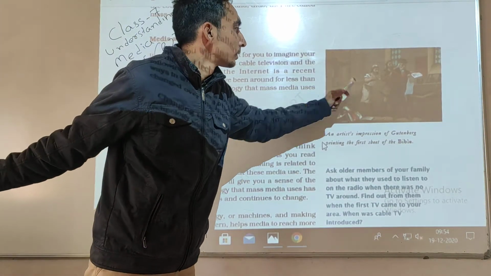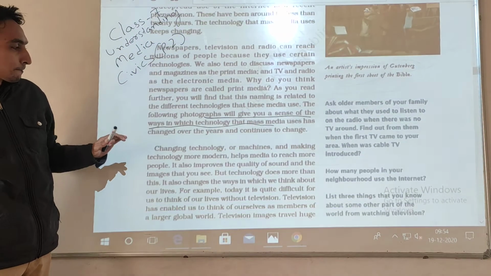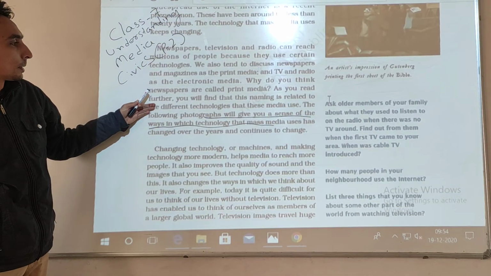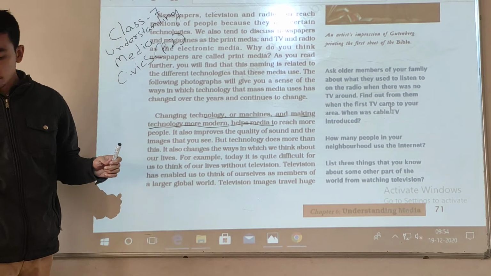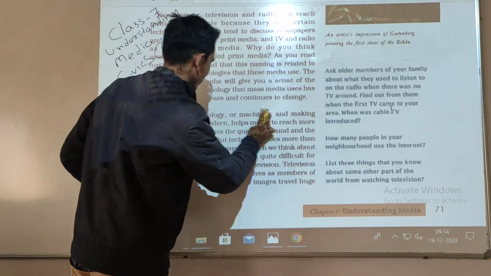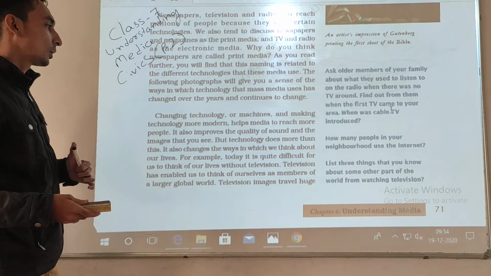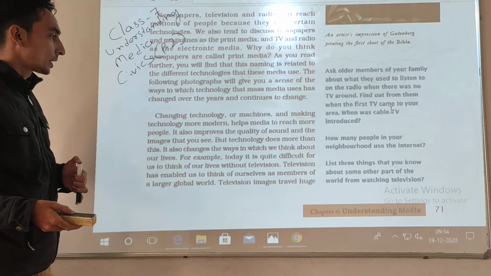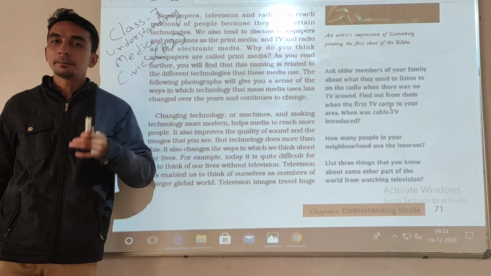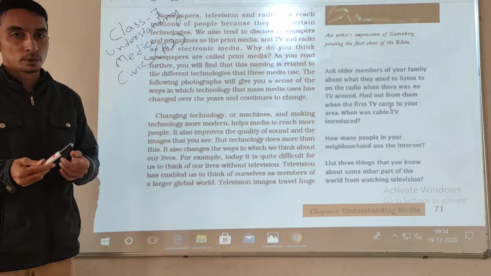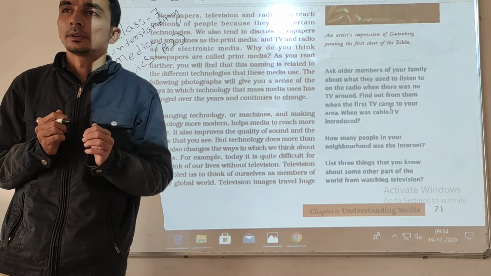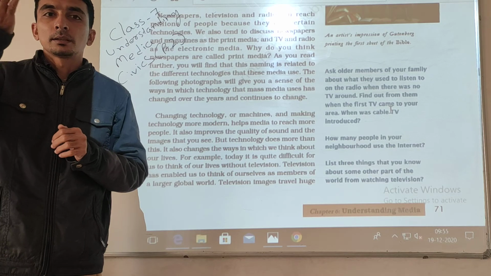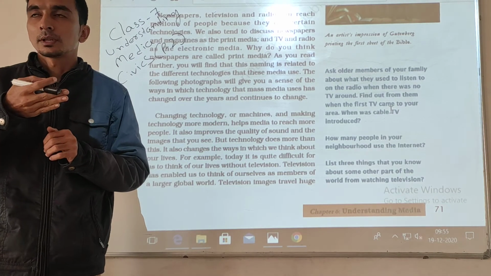See this picture. Typewriter. But before we discuss the picture, let's talk about changing technological machines and making technology more modern, right? Let me give you an example of the phone. We have a telephone, right? It required cable, right? Then the cordless phone has been introduced.